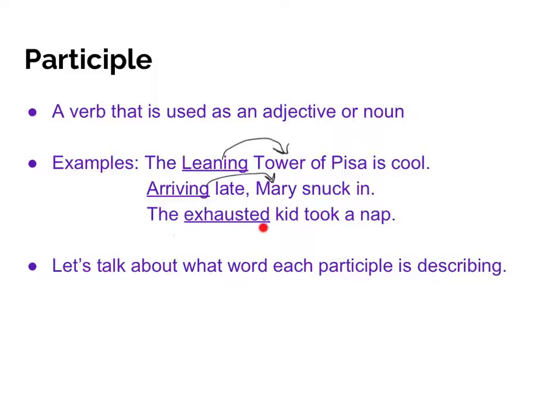The exhausted kid took a nap. Exhaust is a verb. I could say, I exhaust myself and get really tired when I run too much. In this case, though, exhausted is describing the kid. What is the kid like? He is exhausted. So we already did this next part here about explaining what each participle is describing.